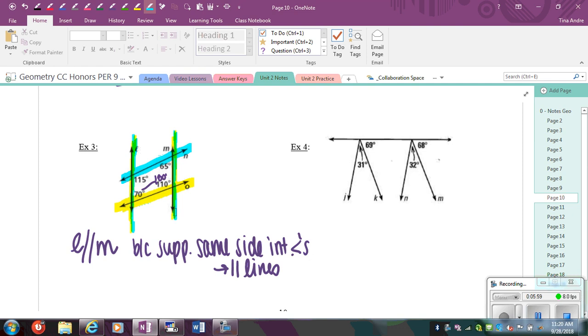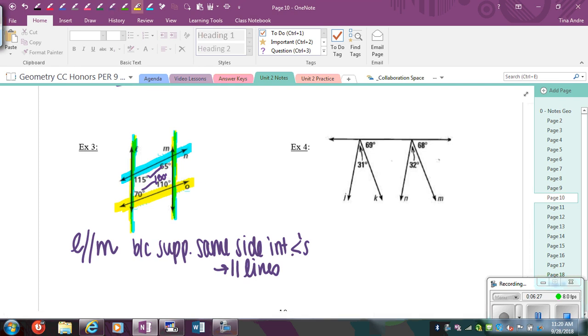You could also use the 70 and the 110, which add to 180, and they better both work, because otherwise they wouldn't truly be parallel if it didn't work for both sets of transversals. So in that situation, only L and M are parallel, not N and O, because those angles were not supplementary, even though they were same side interior.